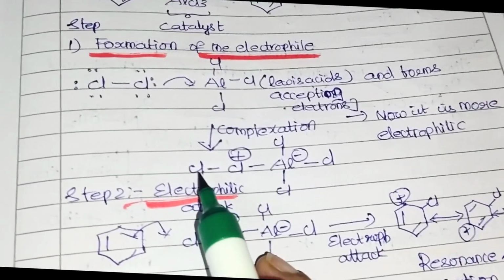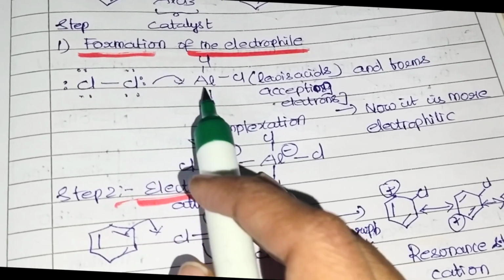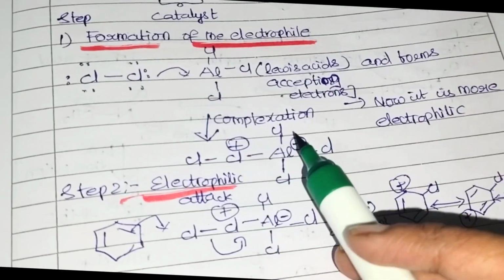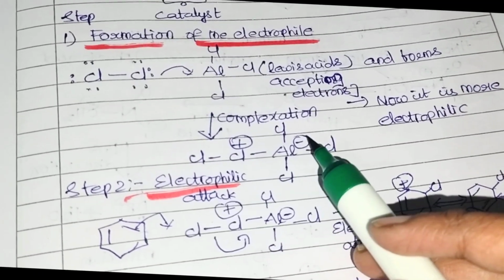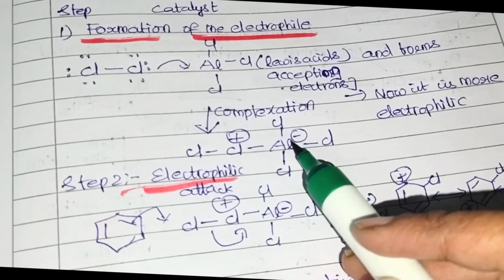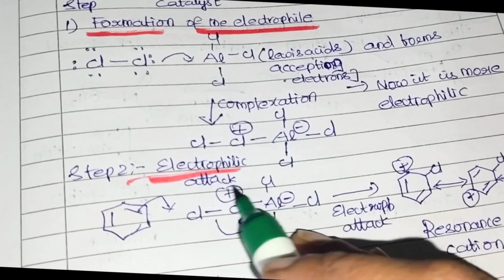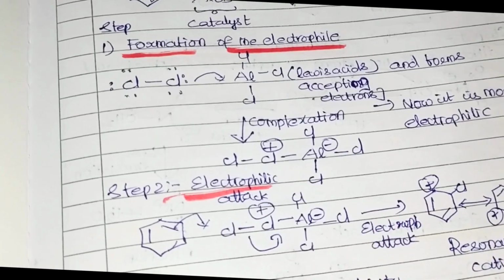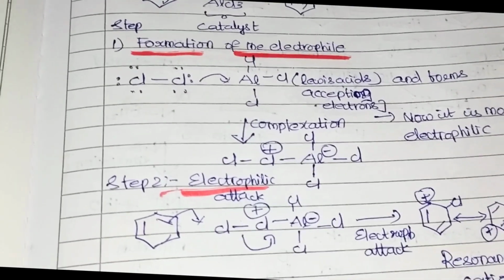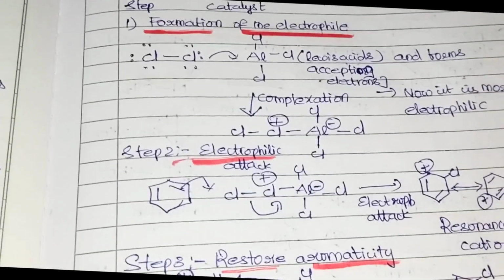So here we can see Cl, Cl plus. This Cl will give an electron pair to the aluminium, so it will have a positive charge, and aluminium, by receiving electrons, will have a negative charge. So it will form Cl, Cl, Al, Cl3, and the complex is formed. After the complex is formed, we generate a stronger electrophile. So that is the first step, formation of the electrophile.